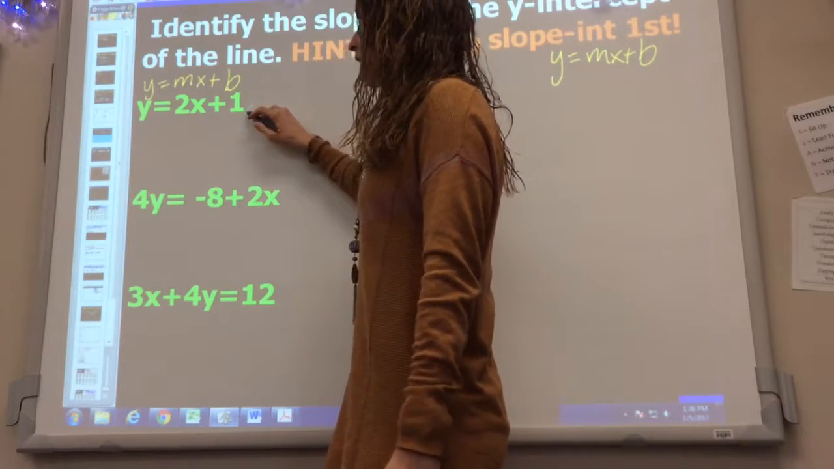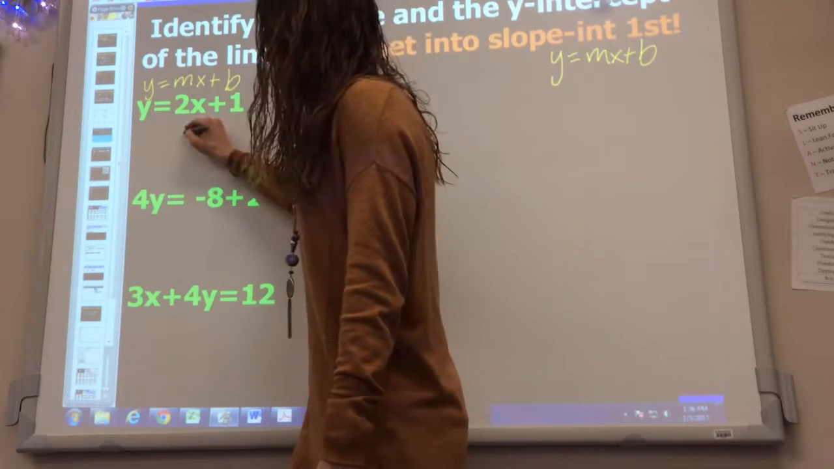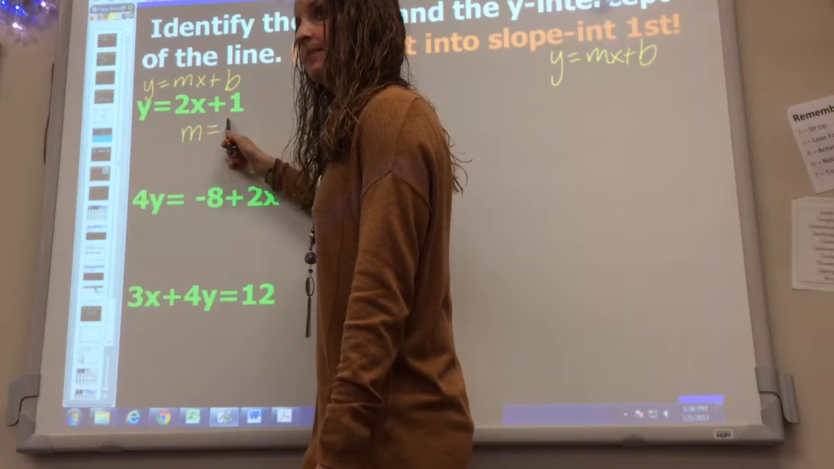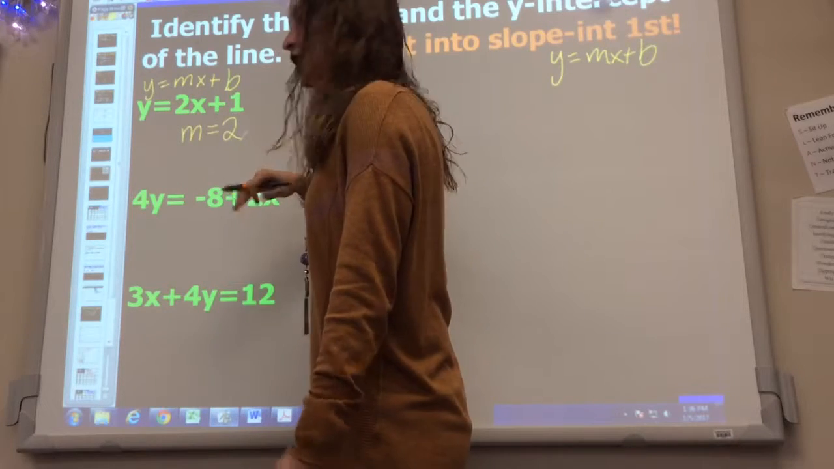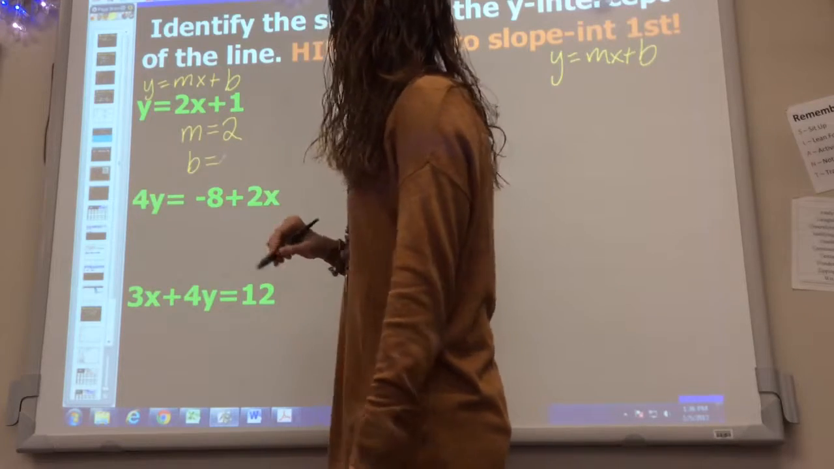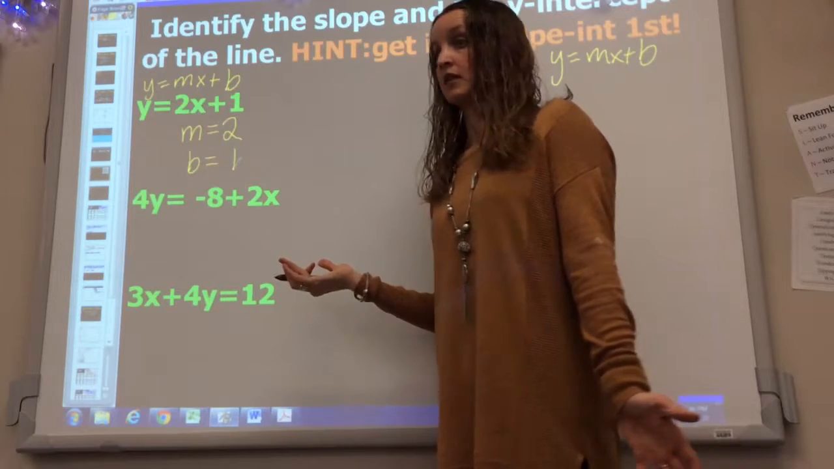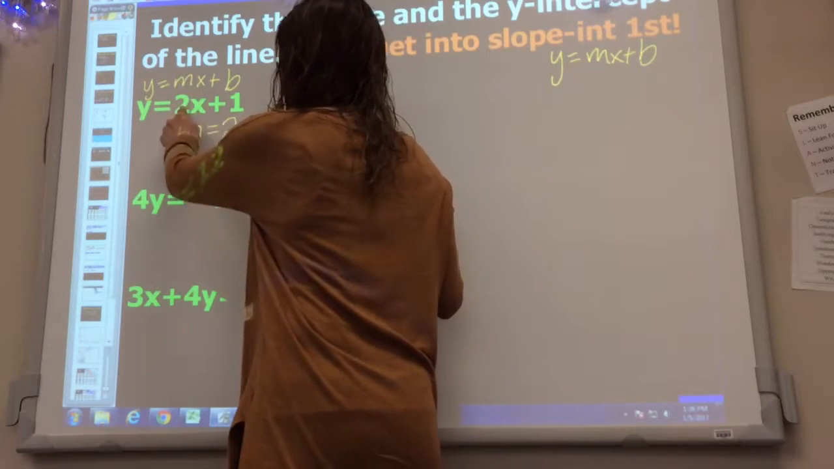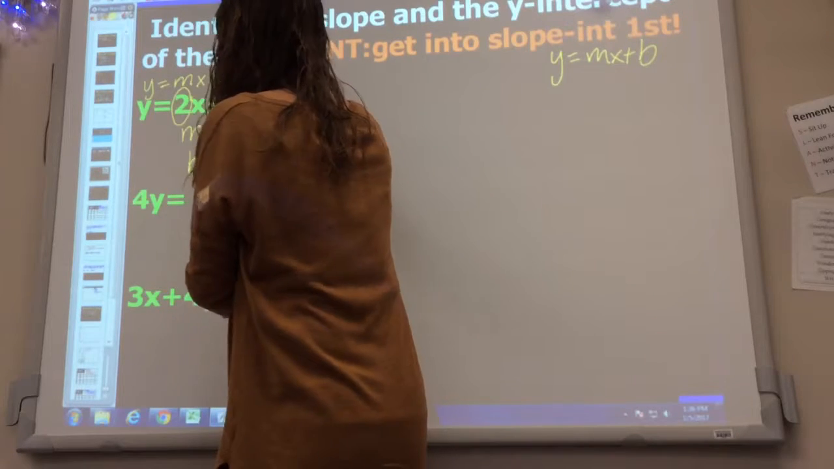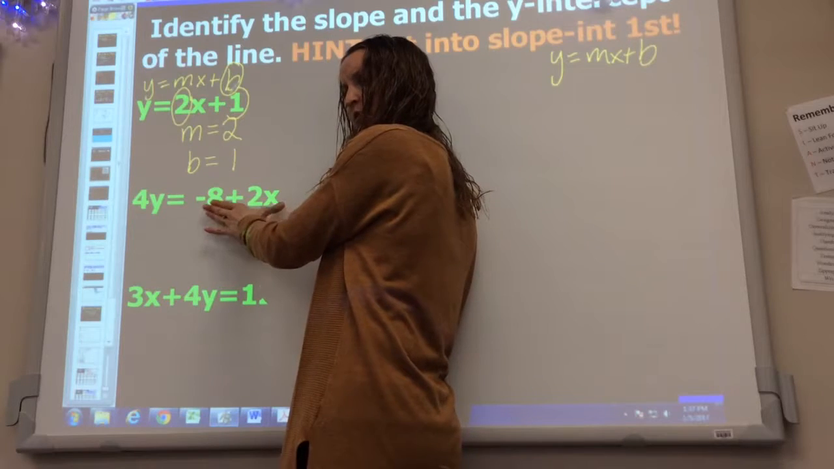Yes. So then my question is, it says identify the slope. What is the slope in this first equation? 2. That's all we're asked to do. What is our y-intercept? 1. That's all it's asking for. It's asking what is in place of m, and you guys correctly said 2. What's in place of b? You correctly said 1.